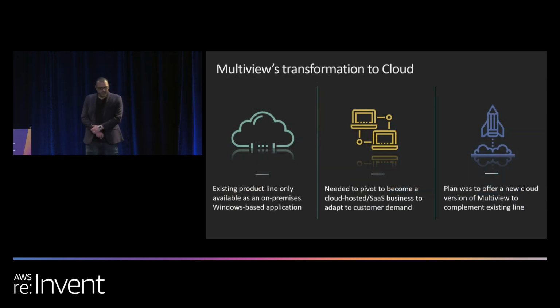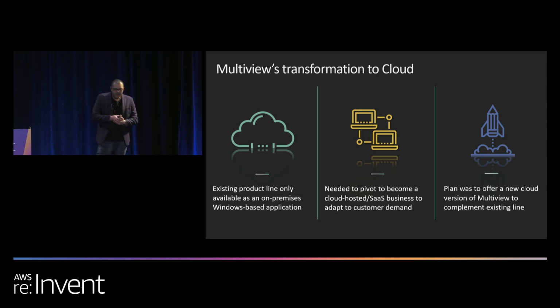So let's get started. Multiview, of course, as I said, has been in business since 1990. We've had to renew ourselves throughout those 3 decades, next year being our 30th anniversary. We have an existing product. It's a Win32 application. It's installed on-premise. We install remotely on the client's server that they would stand up for us, and then we would provide them a Windows-based application.